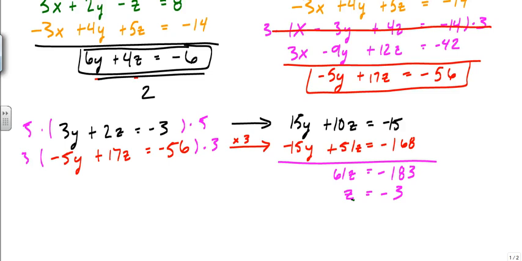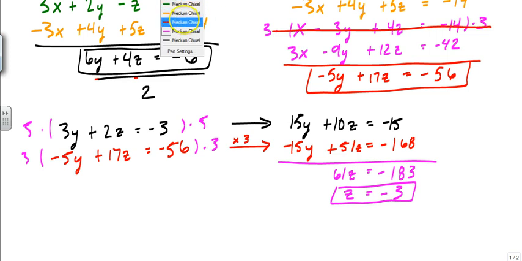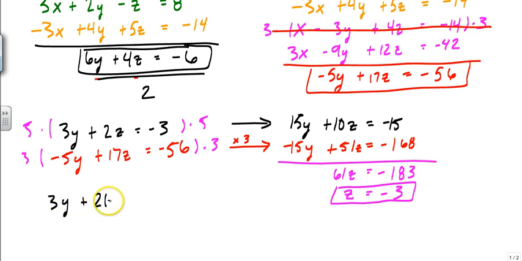And then once I get y and z, I can plug that back into one of my original equations to find my x. So I know z is negative 3. There's one of my variables. So I'm going to plug this back in. Let's use the black one, because it's a 2 instead of 17. So I get 3y plus 2 times negative 3 equals negative 3. So this is 3y minus 6 equals negative 3.